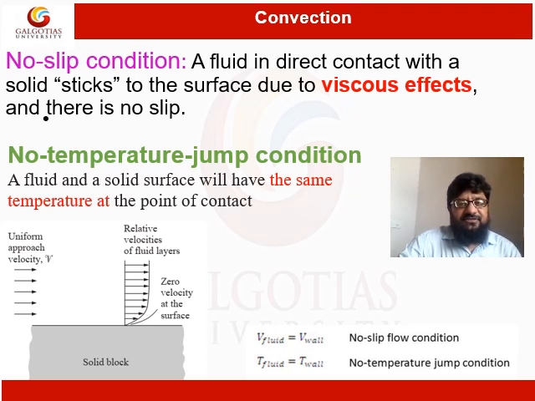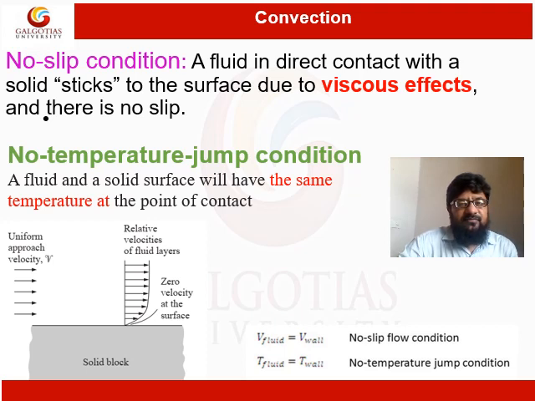No slip condition. Let us move to another concept which plays a crucial role in heat transfer at the solid and fluid interface. A fluid in direct contact with the solid sticks to the surface due to the viscous effects and there is no slip. So the fluid layer adjacent to the solid block assumes the velocity of the solid block. This is known as the no slip condition.